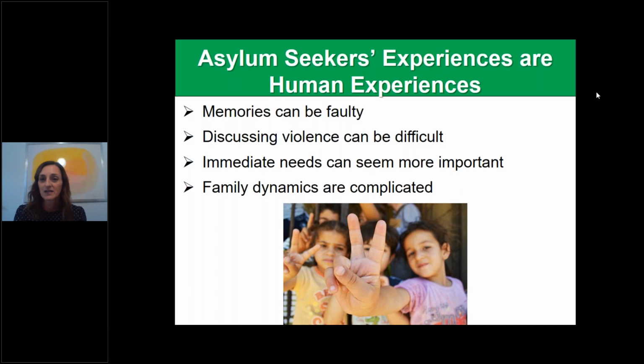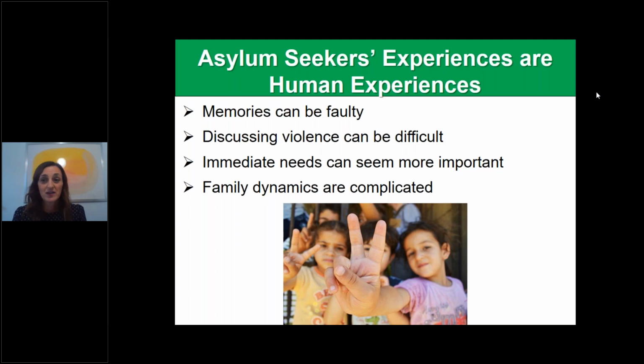So sometimes immediate needs like, how am I going to feed my family? How am I going to find housing? Can I get a driver's license? I'm seeing someone here and I'm thinking about getting married. Is this going to be an avenue for me to get status in the country? Those are going to be other things on their minds. So sometimes these are things for you to think about and consider.